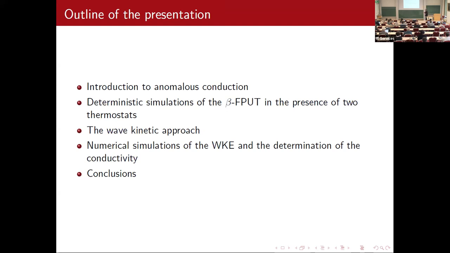I will show some numerical computation of the beta FPUT system in between two thermostats and compute the conductivity of the system. Those kinds of simulations have been done a lot in the past. So, apart from the way we analyze the data, there is nothing particularly new in that, in the sense that other people have already established the anomalous conductivity properties of the beta FPU system.